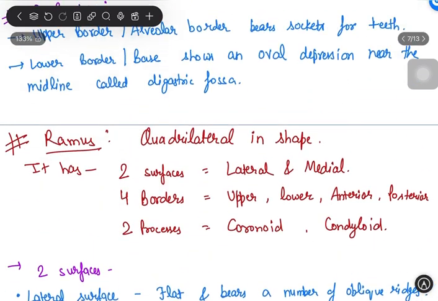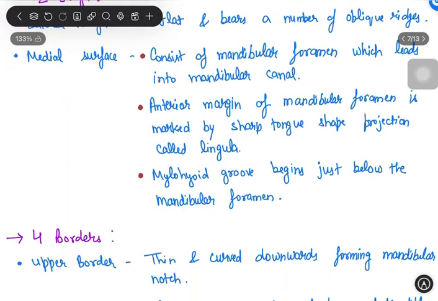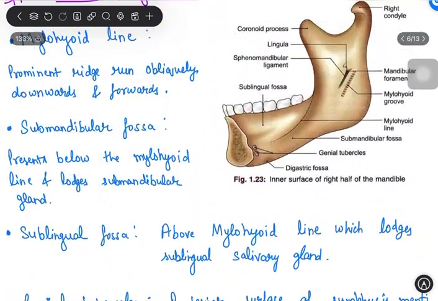In this diagram you can see the lingula. So here the lingula is present near the mandibular foramen. Now the mylohyoid groove begins just below the mandibular foramen. In the same diagram you can see the lingula, and below the lingula there is the mandibular foramen, and below the mandibular foramen what is present? The mylohyoid groove.